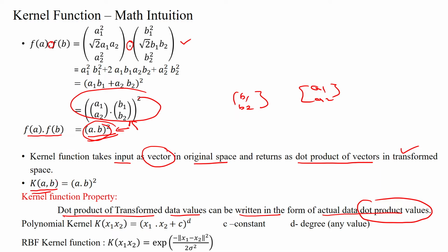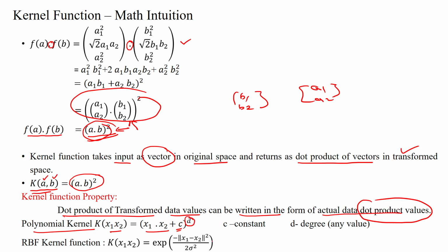Kernel of a comma b, the kernel function of a comma b. A is one sample and b is another sample, which can be written in the form of a dot b whole square. So finally, the polynomial kernel k of x1 comma x2 can be written as x1 dot x2 plus a constant c, raised to the degree of the polynomial.